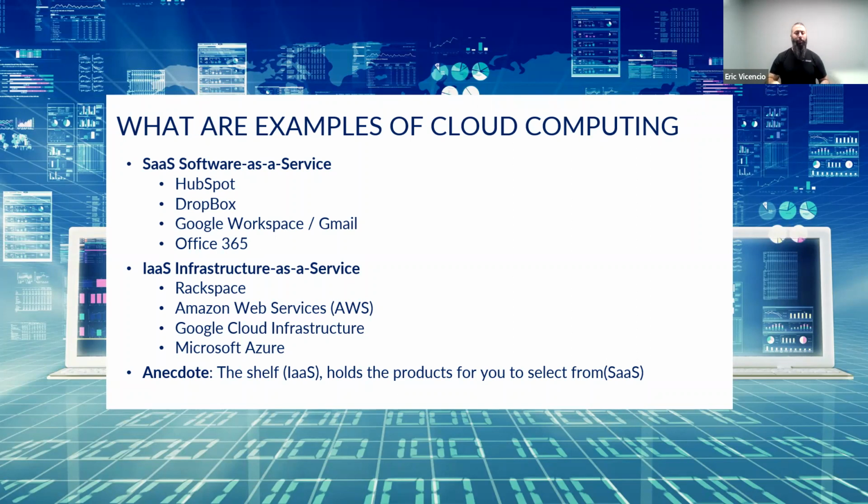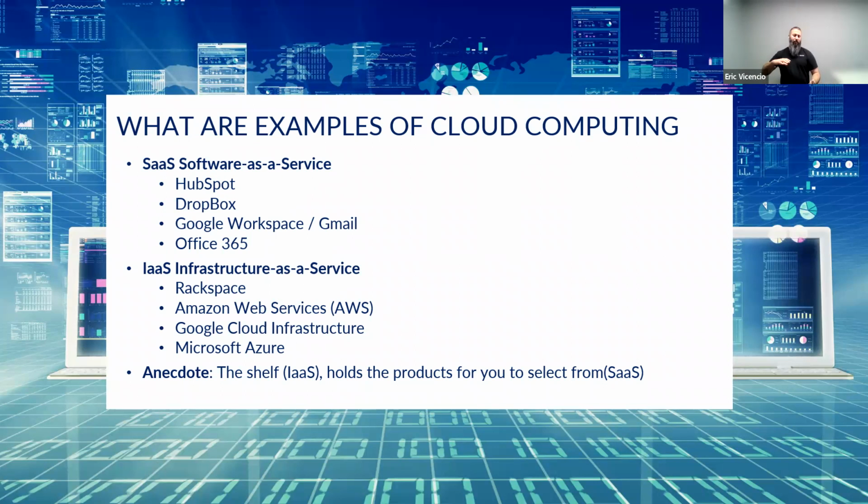Okay. Infrastructure as a service is a little different, and we'll talk about this a little bit more. Rackspace is a good example of one. Amazon Web Services. You probably have heard that buzzword in the past, and you're probably like, okay, I've heard this before. What is it? Kind of talk about that a little bit more. Google Cloud Infrastructure, Microsoft Azure.